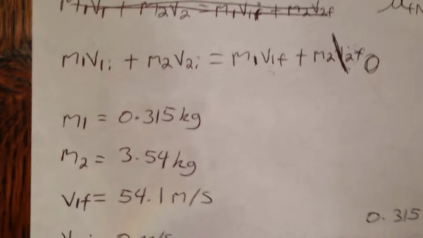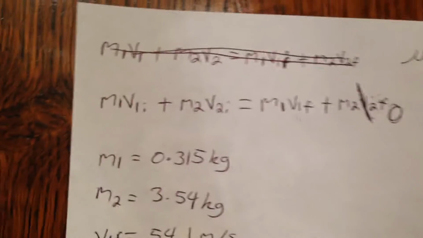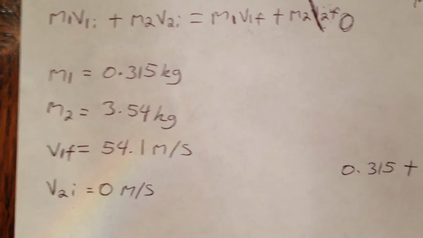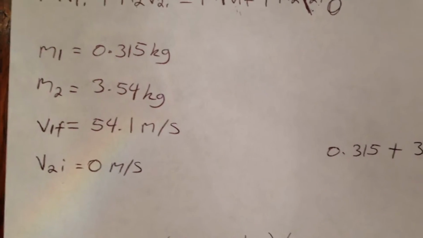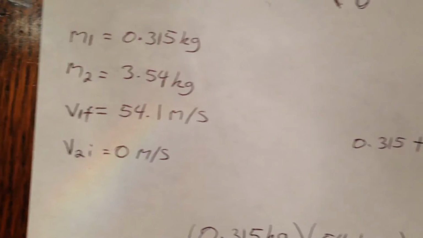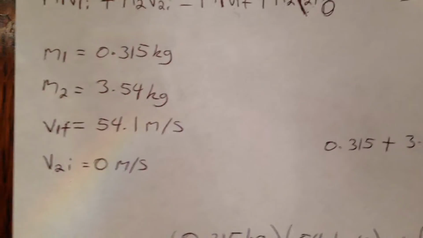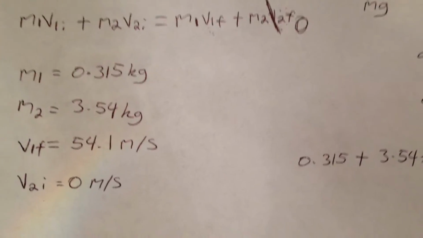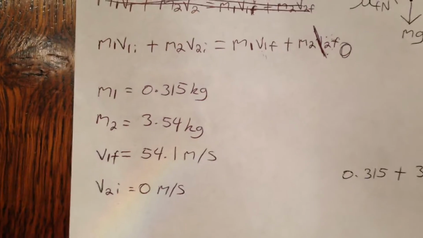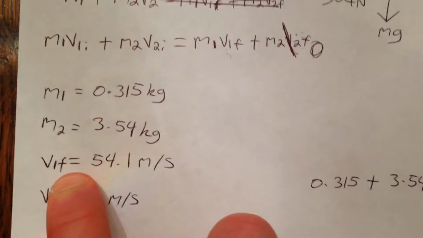Now, we know what the mass of the ball is. I went ahead and converted it to 0.315 kilograms. We know the mass of the box, 3.54 kilograms. The initial velocity of the box is just 0, so obviously it doesn't have any momentum, and the velocity of the ball is 54.1 meters per second. Actually, this should be initial. I know I messed that up, but that should be initial.